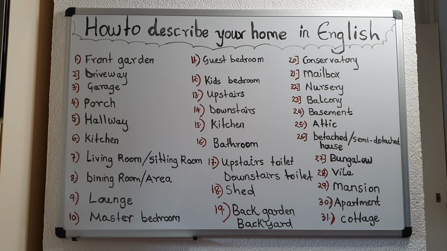That brings us to the end of our lesson for today. I am going to, as usual, read for you all the words: front garden, driveway, garage, porch, hallway, kitchen, living room, sitting room, dining area, lounge, master bedroom, guest bedroom, kids bedroom, upstairs, downstairs, kitchen, bathroom, upstairs toilet, downstairs toilet, shed, back garden, backyard, conservatory, mailbox, nursery, balcony, basement, attic, detached house, semi-detached house, bungalow, villa, mansion, apartment, cottage.